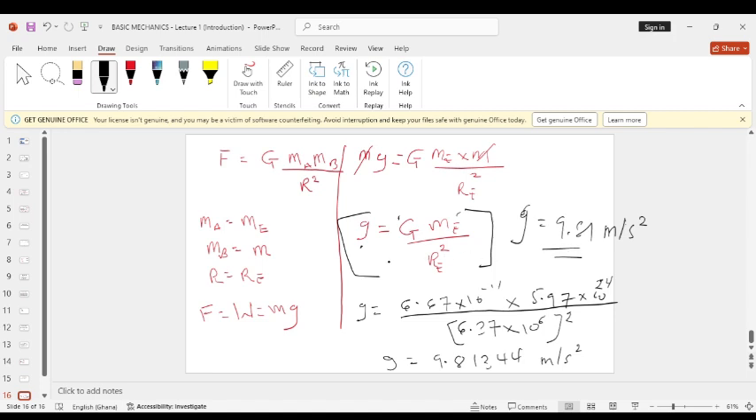So this is how the acceleration due to gravity and the gravitational constant are related. Or you might also rewrite it as g RE squared equal to G ME. All right, so that is that for the g.